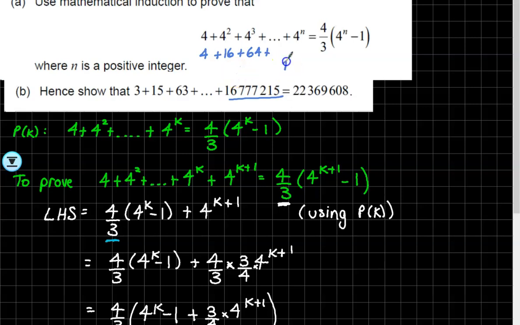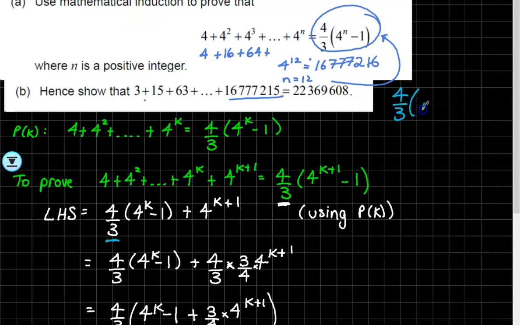4 to the 12 is 16,777,216. Agreed? So what does that mean your answer is? If we're adding all of these up, n is 12. Do we just sub it in? You can sub it in, but you've got to do one extra thing. How many times have I taken 1 away? 12 times. So we're going to sub that in there.